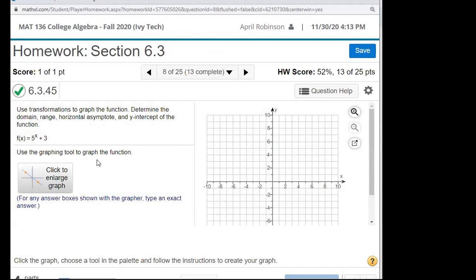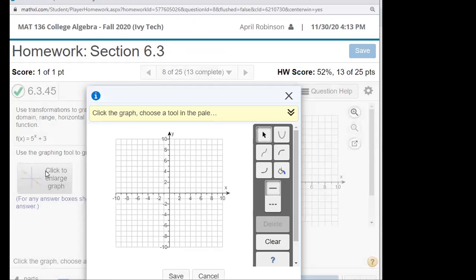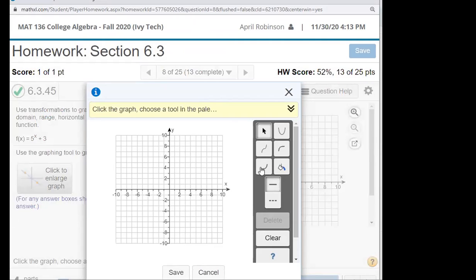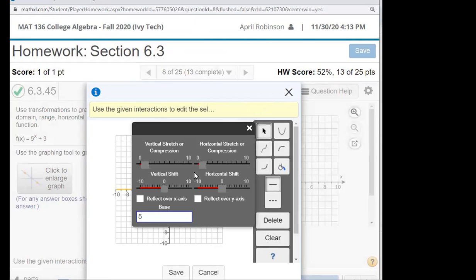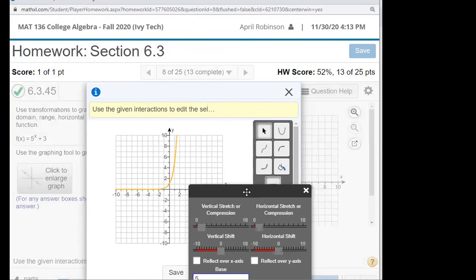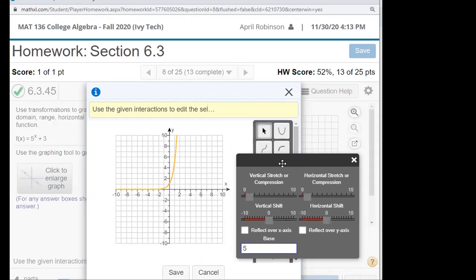Okay. So it says use the graphing tool. You can click on this to enlarge it. You're going to click on this symbol right here. That's the exponential. And then just click anywhere on the graph and this shows up. Oops, get this out of the way. This is the basic a to the x. I don't know what the base is, any base. They've got it set for 5 to the x.